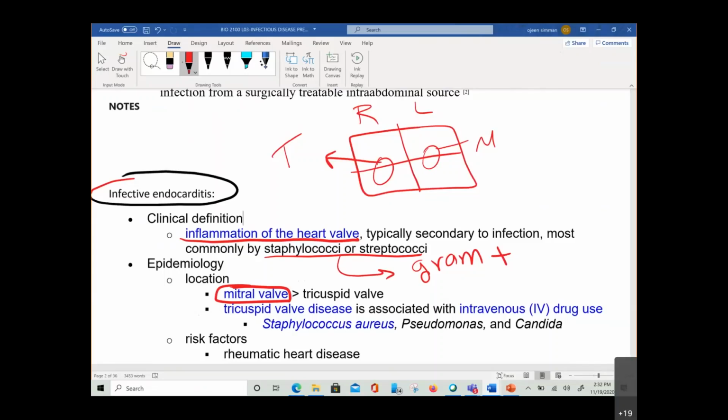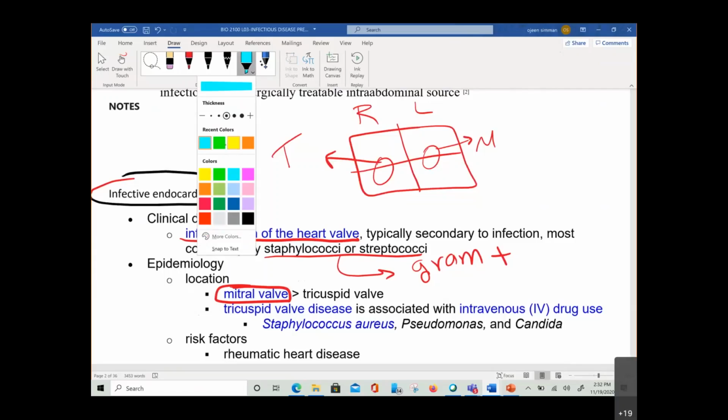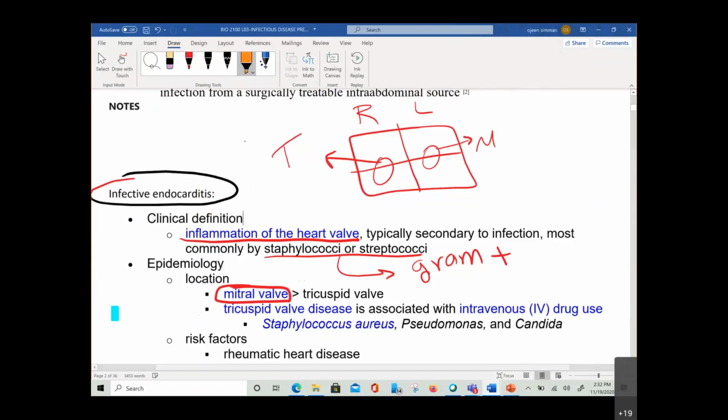When does the tricuspid valve become infected? This one becomes infected in patients who have a past medical history of IV drug abuse. In that case, it's going to be a younger patient, and the pathogens are going to be Staphylococcus aureus, Pseudomonas, or Candida. These are the pathogens that you would suspect in that scenario.